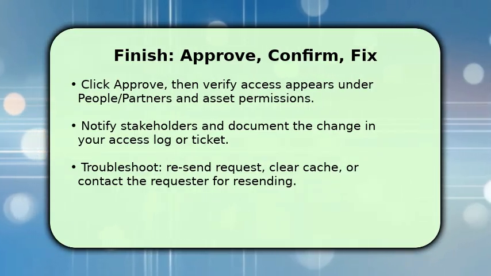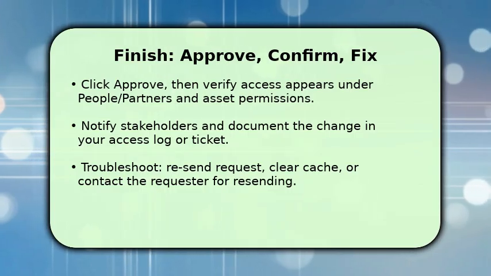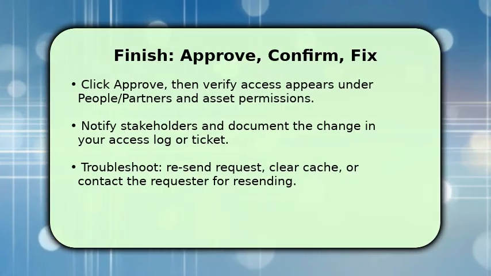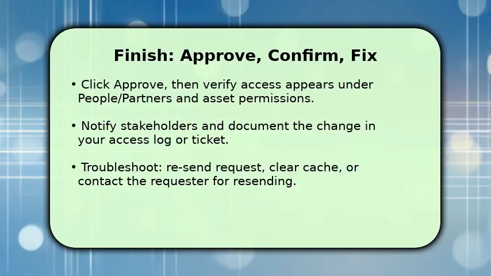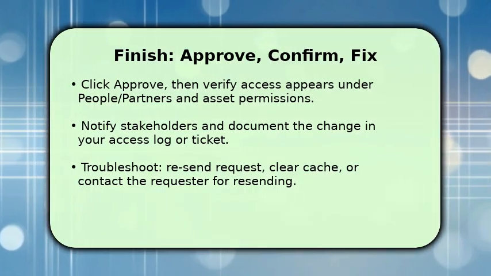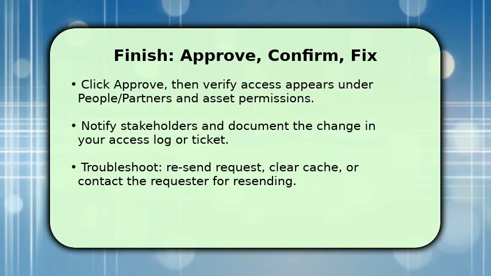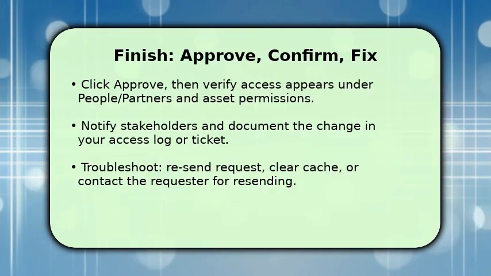If approval fails or access doesn't propagate, clear your browser cache and try again. If that doesn't work, ask the requester to withdraw and resend the invitation or check for multiple Business Manager conflicts. One key tip: always recheck role scopes after approval to prevent privilege creep.